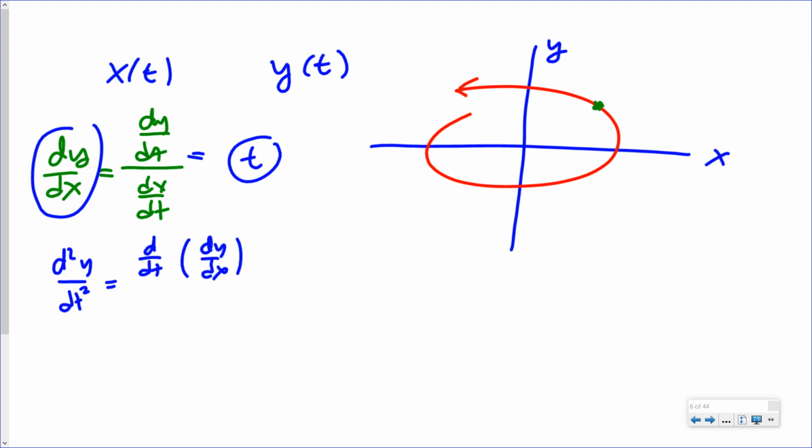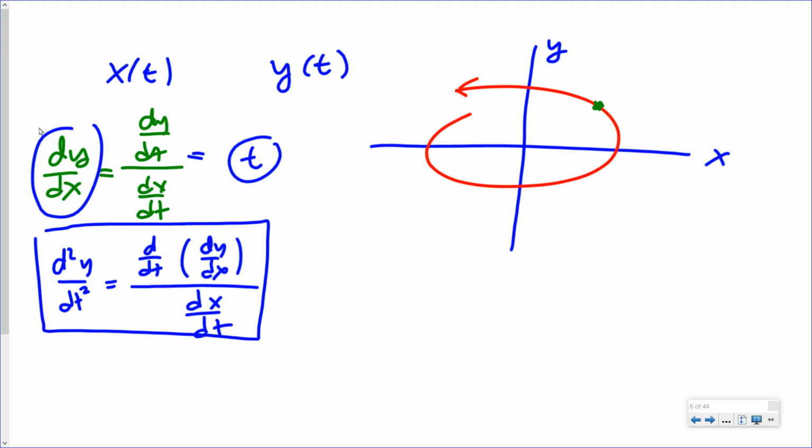Because remember, this is in t form. And then I had to divide by something. Do you remember what I had to divide by? dx/dt. And so this became the second formula you had to memorize, and then this one in green. We've got the first derivative and the second derivative. What else did you learn yesterday?